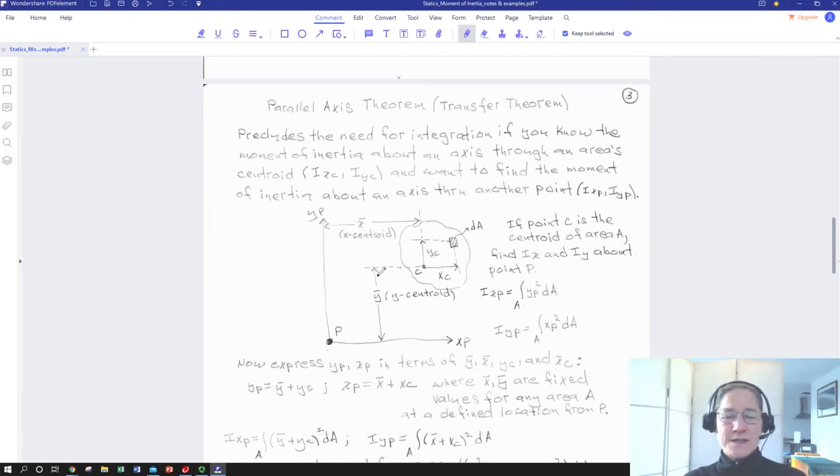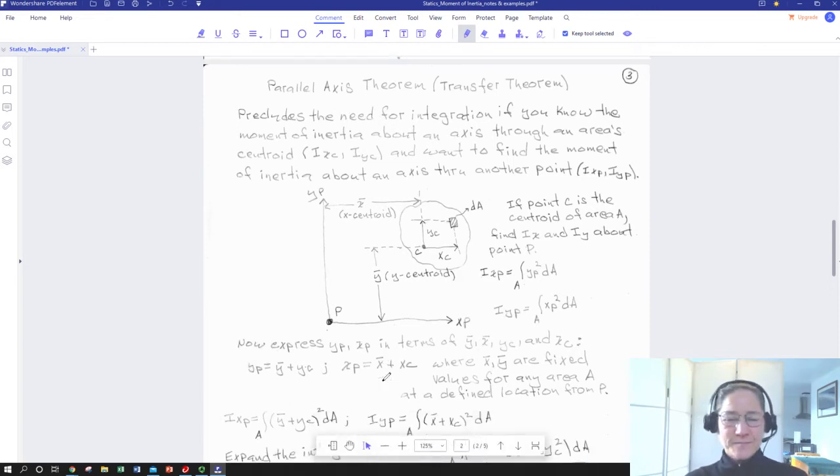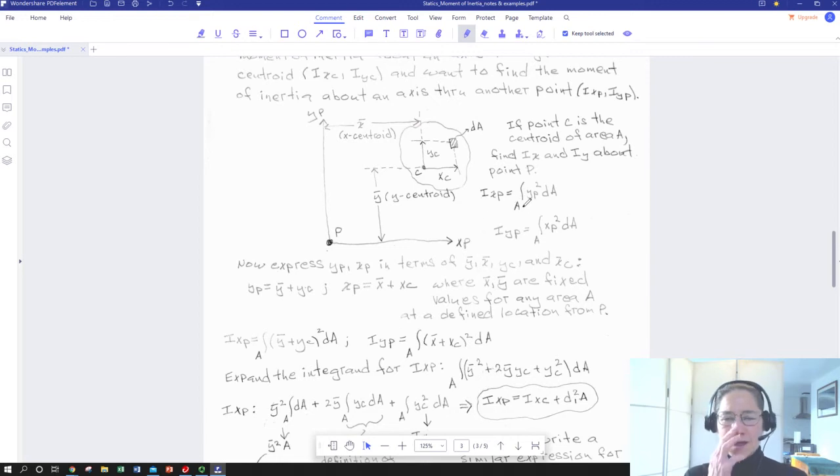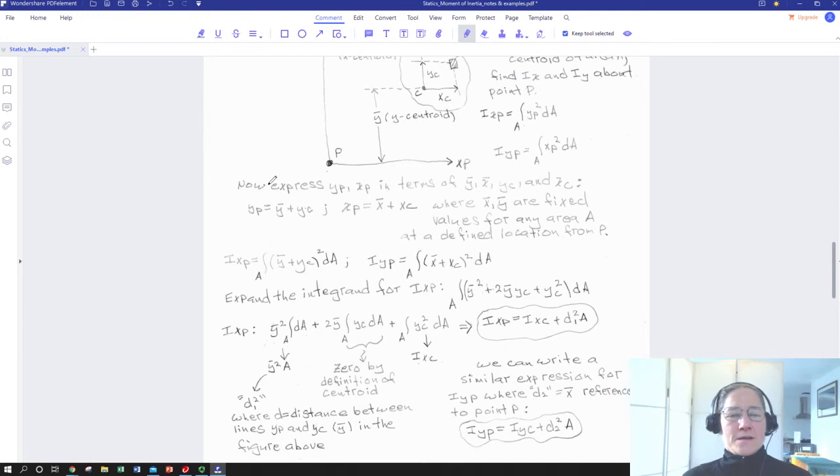But we can define y sub p and x sub p as a sum, each one of them, of the distance of the centroid from the axis and then the distance of the area unit from the centroid, because they all add up to y or x sub p. And then we can pop those into the integrals and rearrange them and see what we got. So again, express y sub p and x sub p in terms of distance that the centroid of our body is from the p origin, and then the distance of our differential area from the centroid of the body.